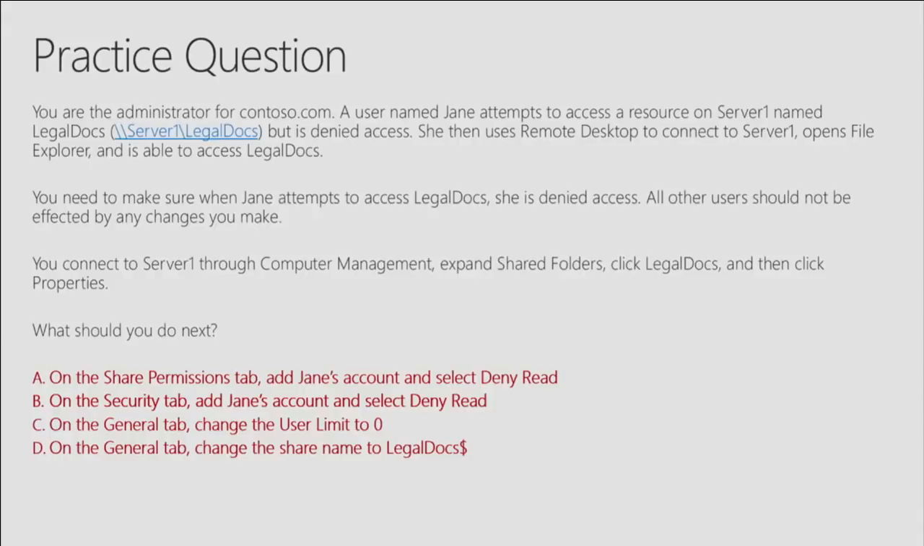So you're going to connect to server 1 through computer management, expand shared folders, you click LegalDocs, you then click Properties. What should you be doing next? Should you, on the Share Permissions, add Jane's account and select Deny Read? Should you be on the Security tab, adding Jane's account and specifying Deny Read? Should you be on the General tab, changing the user limit to 0, or changing the share name to LegalDocs$? What do you think?